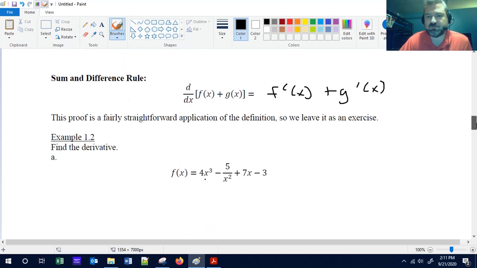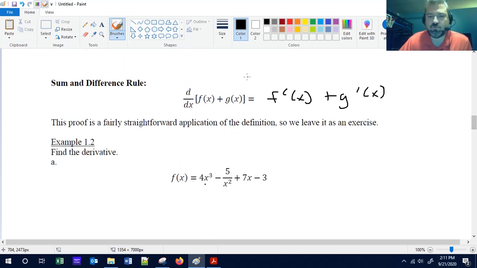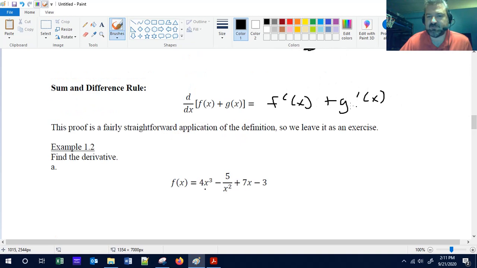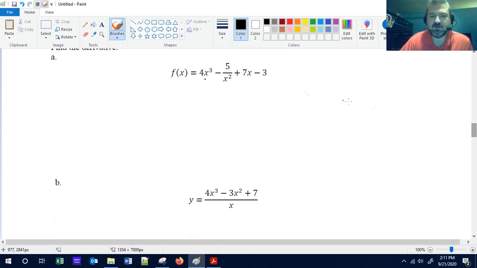I do want you to notice that there is no multiply or divide rule yet. I say sum and difference because add, subtract, really are two sides of the same coin. But there is no multiply or divide rule yet. It's more complicated, so I'm not giving it to you, okay? All right, so let's take a look at this.